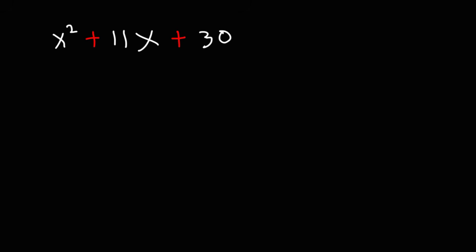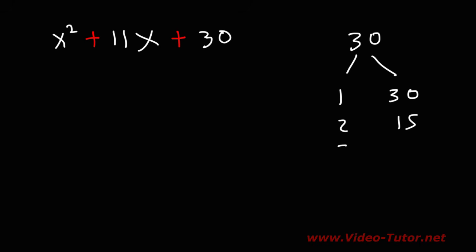So first, we need to find two numbers that multiply to 30 but add to the middle coefficient 11. So let's write down the factors of 30. If we divide 30 by 1, we get 30. If we divide it by 2, we get 15. 30 divided by 3 is 10. Now we can't divide 30 by 4 evenly. 4 doesn't go into 30. If you do 30 divided by 4, you're going to get 7.5. But we could divide it by 5 and get 6. And then if we continue further, if we divide it by 6, we get 5. Once the numbers are reversed, you can stop there.